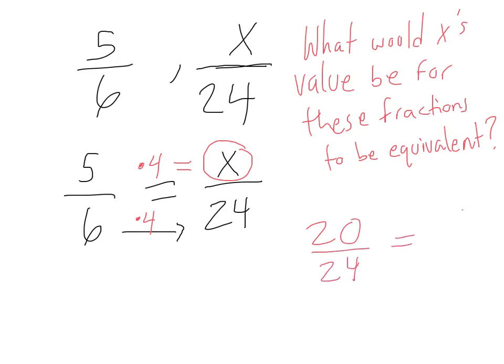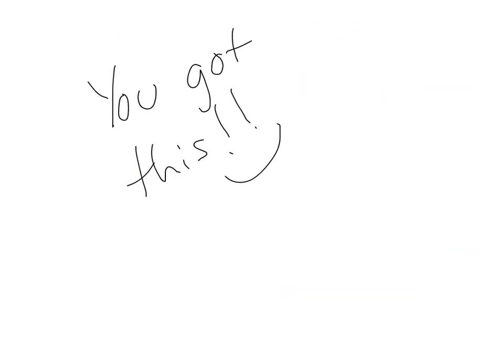And if you wanted to check yourself, you could write the prime factorization for each of these numbers in the box and then divide what you could, and you'll probably be remaining with 5/6. You got this.